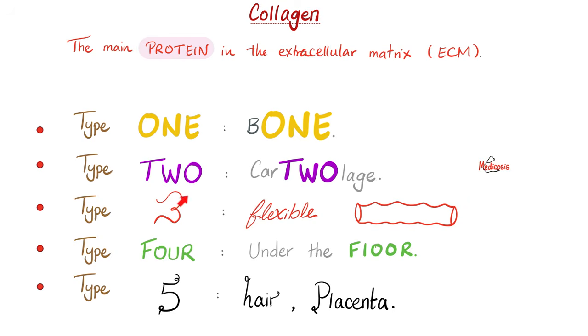Type 3, look at how flexible this is. Type 3 collagen is in flexible structures such as blood vessels. Type 4 is under the floor. What do you mean by the floor? I mean the basement membrane. Type 5, look at this coily action. You find it in the hair and the placenta.